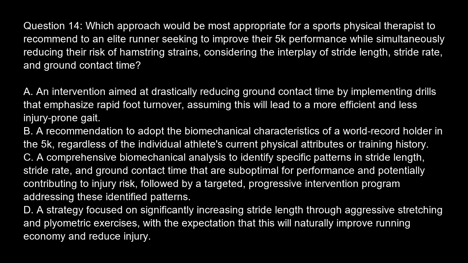Option B. A recommendation to adopt the biomechanical characteristics of a world record holder in the 5K, regardless of the individual athlete's current physical attributes or training history. Option C. Comprehensive biomechanical analysis to identify specific patterns in stride length, stride rate, and ground contact time that are suboptimal for performance and potentially contributing to injury risk, followed by a targeted, progressive intervention program addressing these identified patterns. Option D. A strategy focused on significantly increasing stride length through aggressive stretching and plyometric exercises, with the expectation that this will naturally improve running economy and reduce injury.